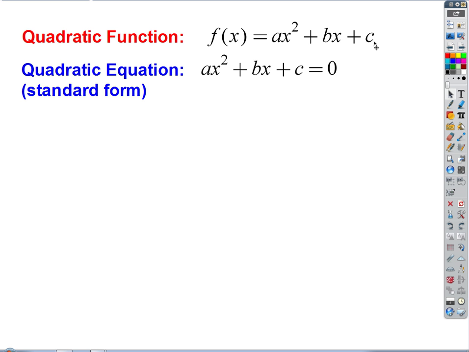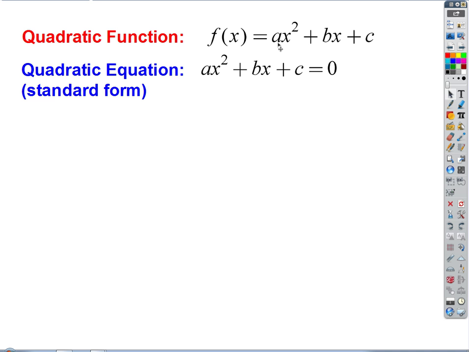A quadratic function is just a function that could be written in this form, where a and b and c are real numbers, and the only thing that has to be true is that a can't be 0 if it's going to be quadratic, because quadratic implies that it has an x squared in it. But b and c could both be 0, for example.